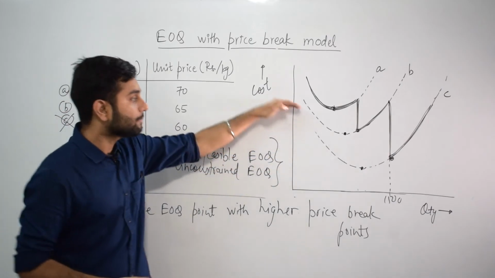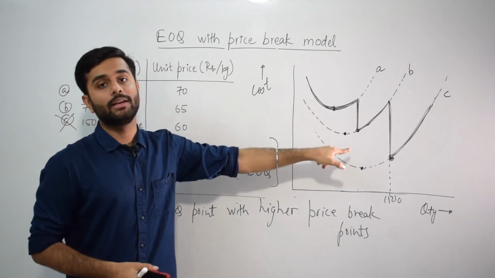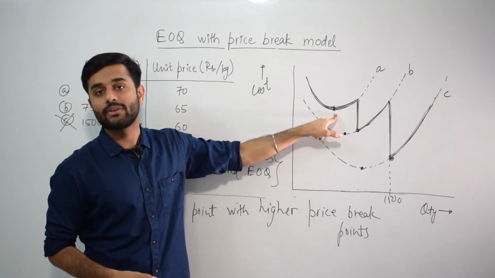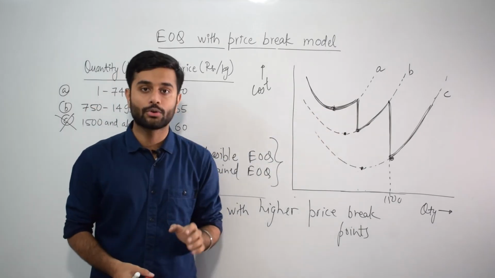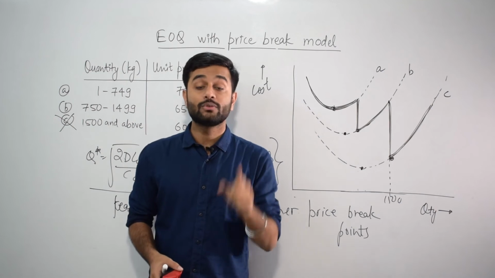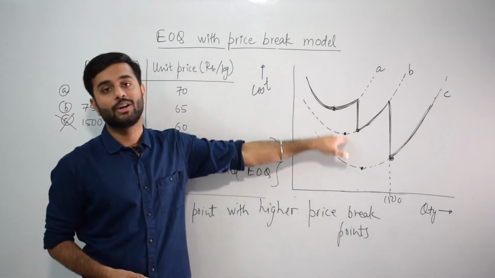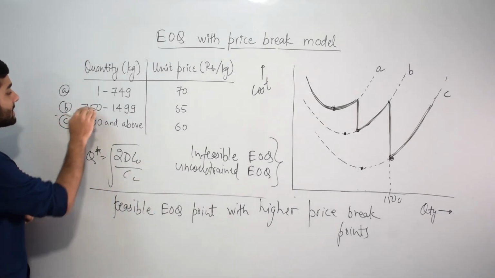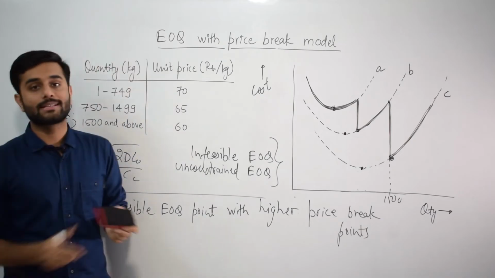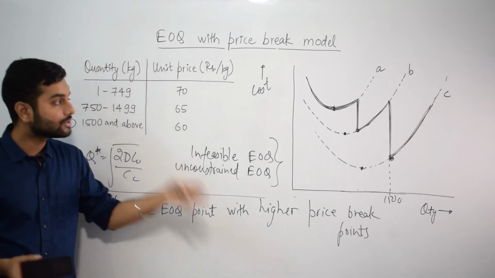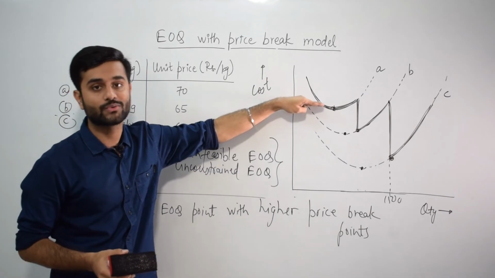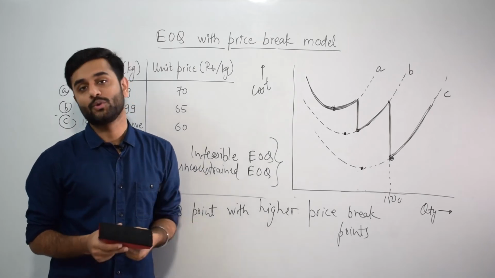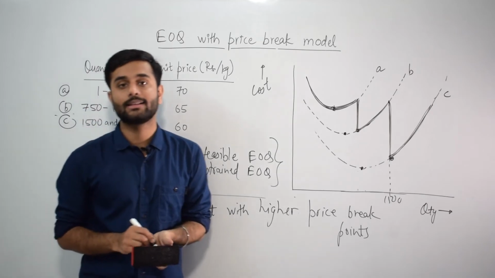You know that the price at EOQ for A will be more than B. So if you have two feasible EOQs, suppose in the question A also has a feasible EOQ and B also has a feasible EOQ, which EOQ will you select? You will select the EOQ for B, not for A. You will select the EOQ for the price slab B and not for any price slab above B. Why? Because it is going to have a higher total cost. The total cost for A at EOQ is higher than the total cost at B for EOQ, right? That is why understanding the curve is important.